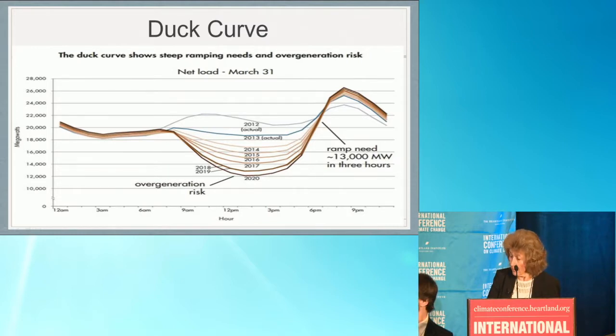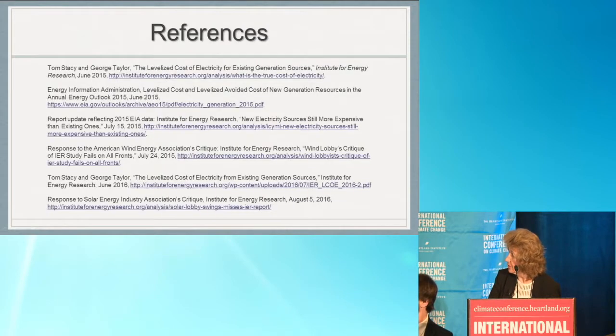I'm going to, based on time, go to the last chart, which essentially indicates the references to the study. We did two levelized cost studies. And one included wind, and the second one included wind and solar. And you can see where you can look at those studies from this chart. I've also included EIA's levelized cost study and our responses to both the American Wind Energy Association and the Solar Energy Industry Association's critique to our study. Thank you.